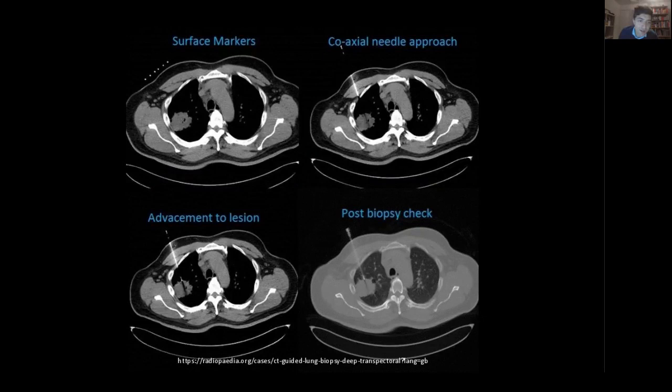Here's a CT-guided lung biopsy being done. So the patient will be carefully positioned in the scanner, will be marked up on the skin, usually with some felt tip pens. They'll go in and out of the scanner whilst the radiologist wears lead aprons and ducks behind the lead screen for the protection of their own safety. And very slowly and carefully, the needle will be advanced into the tumour. And then they'll usually do a post-biopsy check to make sure that, for example, they haven't popped a pneumothorax.